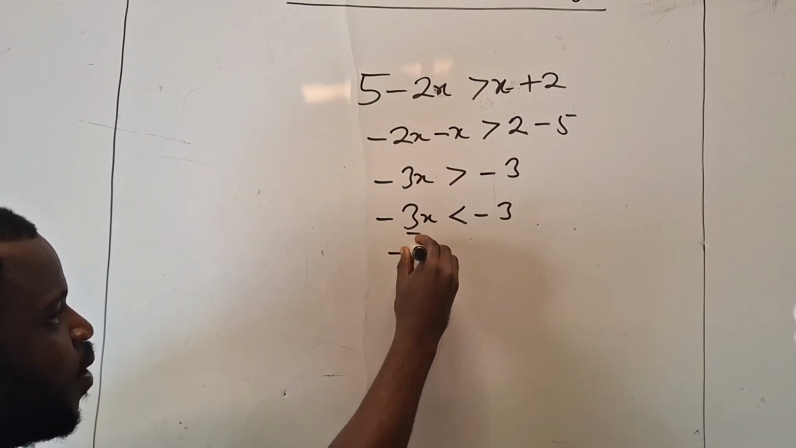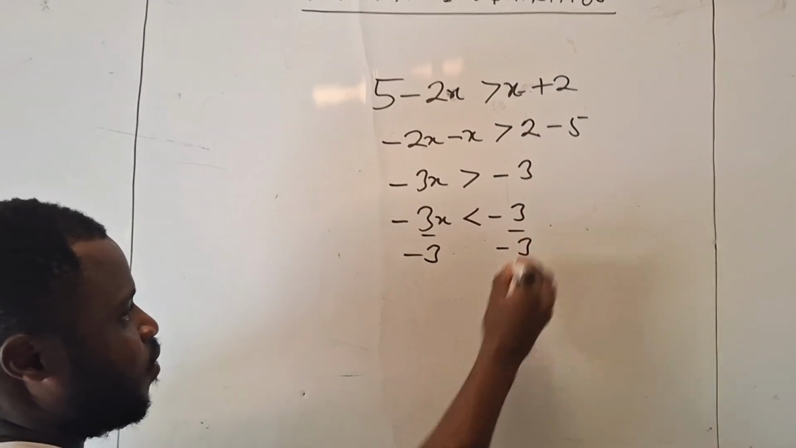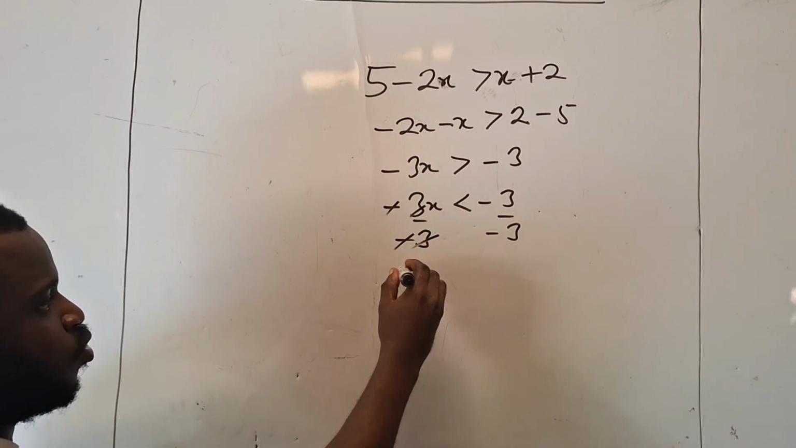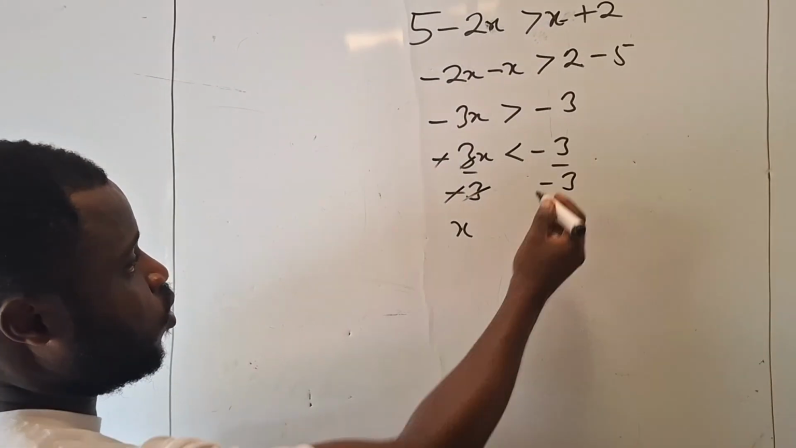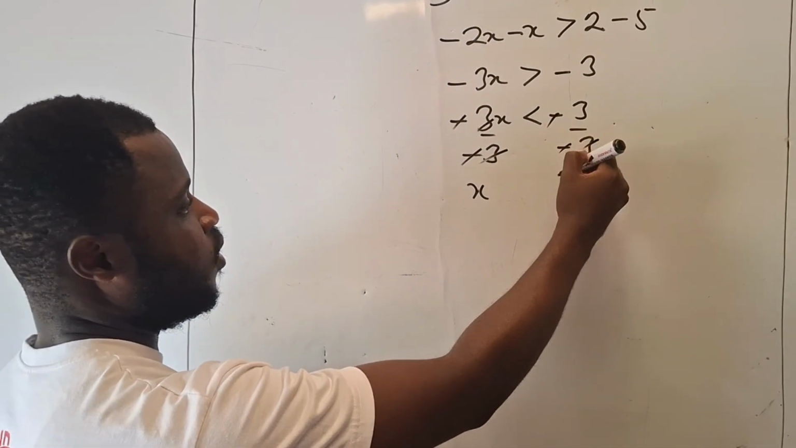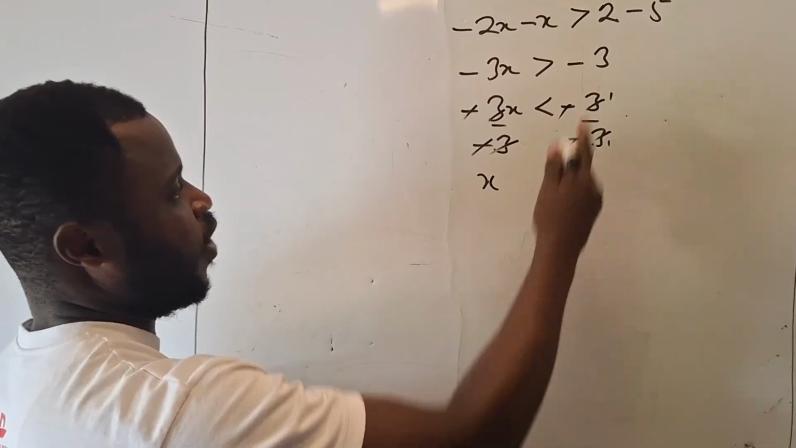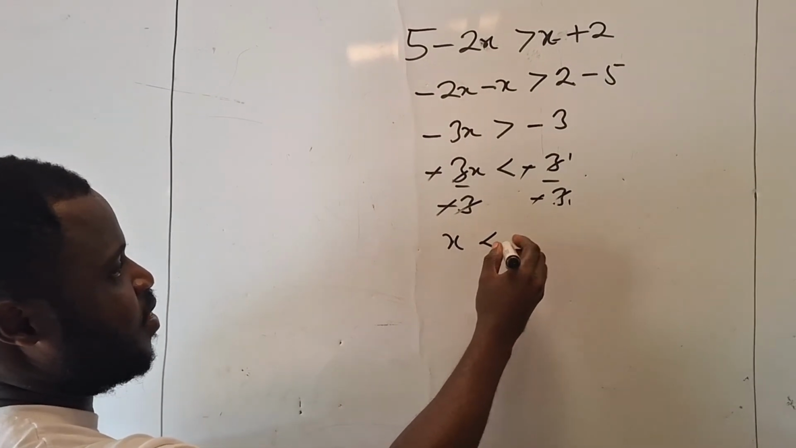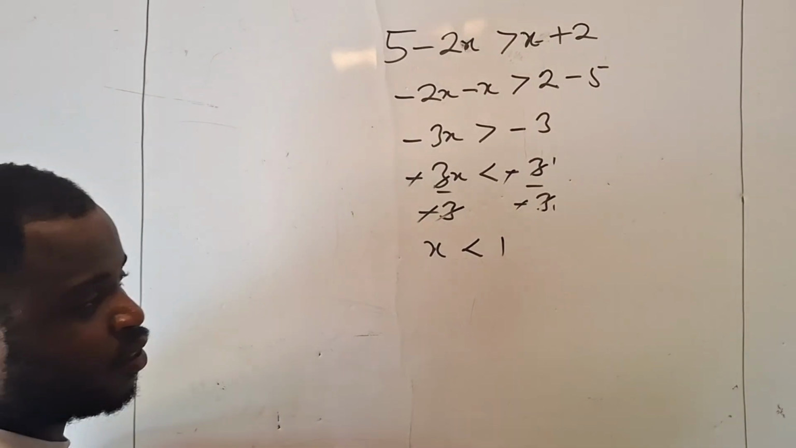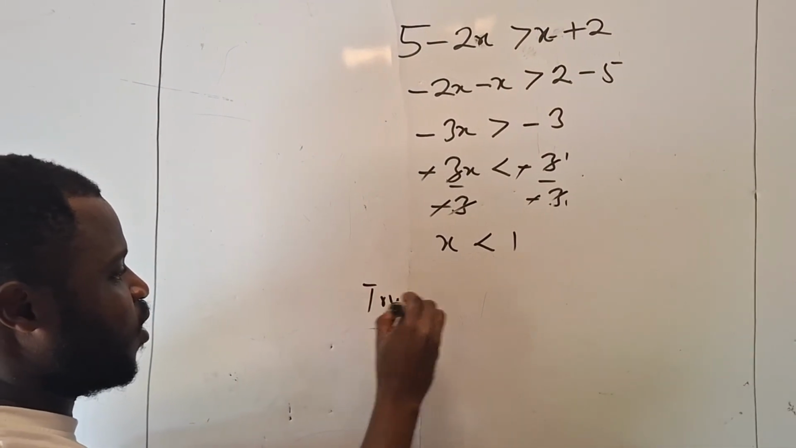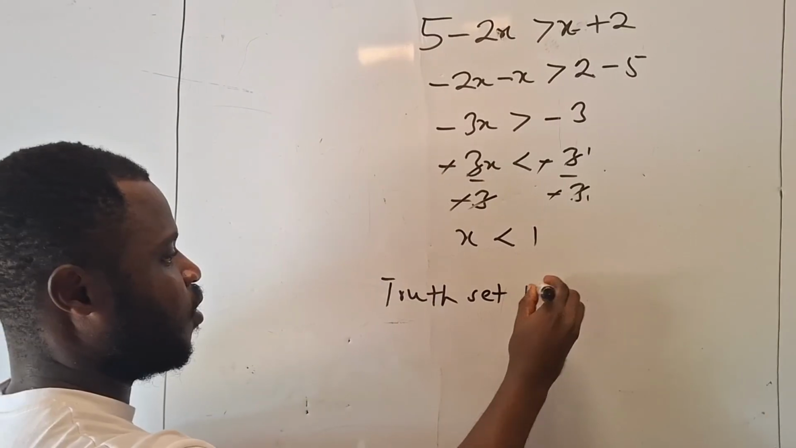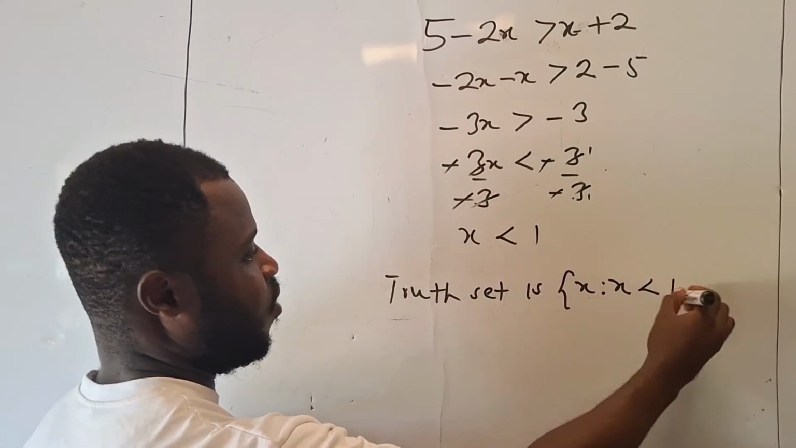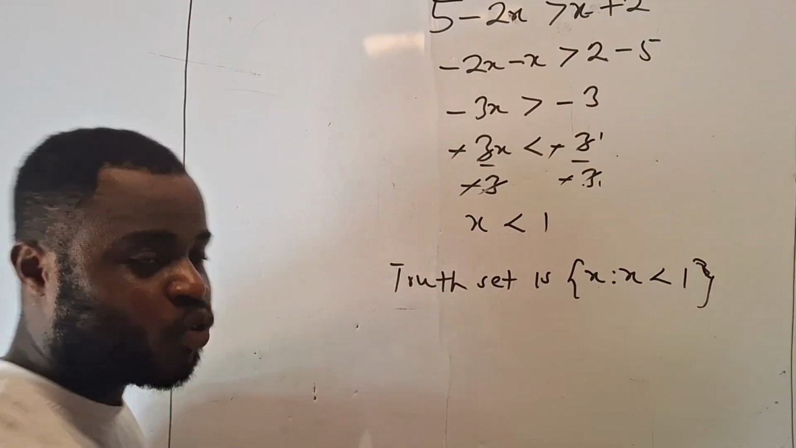Before we divide here by negative 3, here by negative 3, negative cancels negative, 3 divided by 3 is 1, so we have x. So this negative will cancel this negative, 3 will divide 3 here, 1, so 1 divided by 1 is also 1. So we have x is less than 1. So the truth set once again is x is such that x is less than 1. I'm emphasizing on changing the sign.